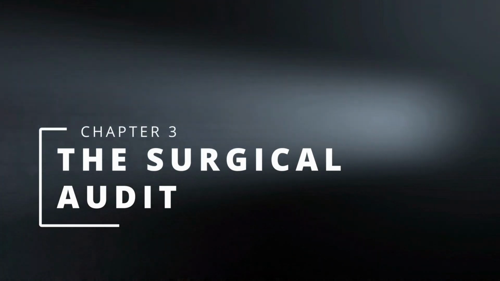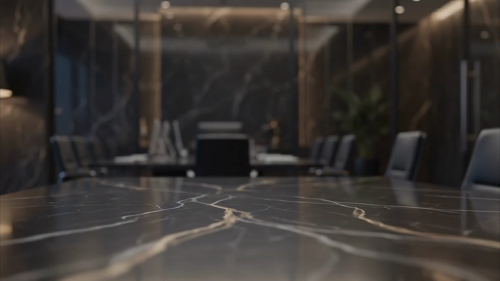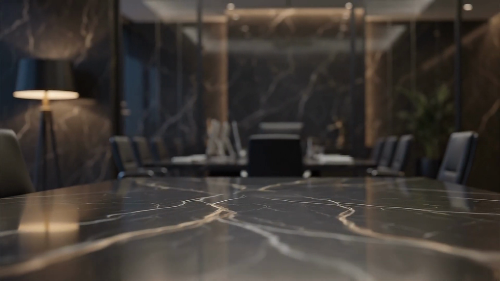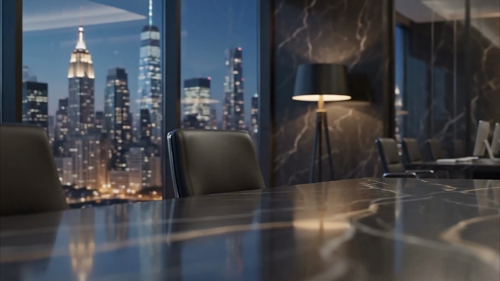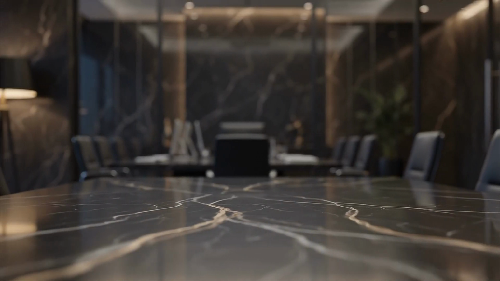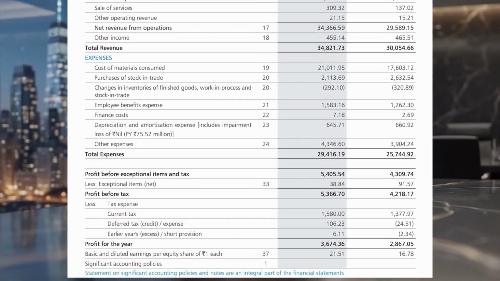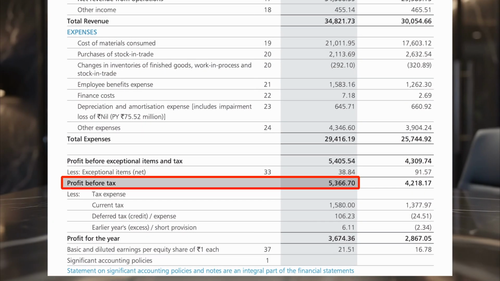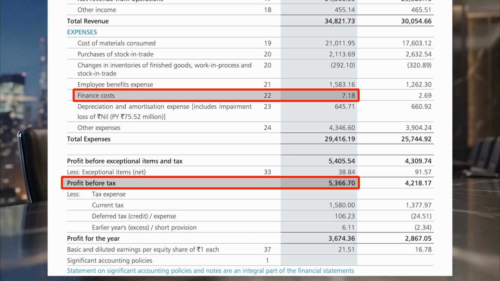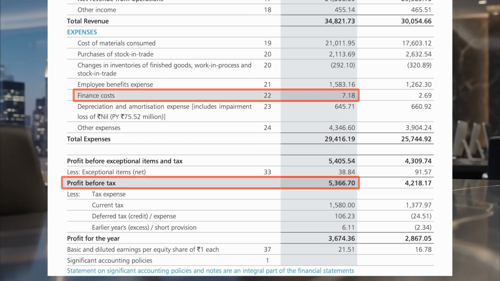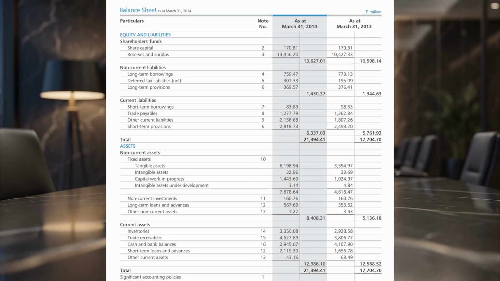Chapter 3: The Surgical Audit. How to read it. Let's maintain our audit protocol and execute an efficiency extraction on Amara Raja Batteries. First, we isolate their core operating profit, or EBIT. We pull their profit before tax from the P&L and add back the finance costs to arrive at 5,373.88 million rupees. Next, we drop to the balance sheet to identify the company's capital employed.